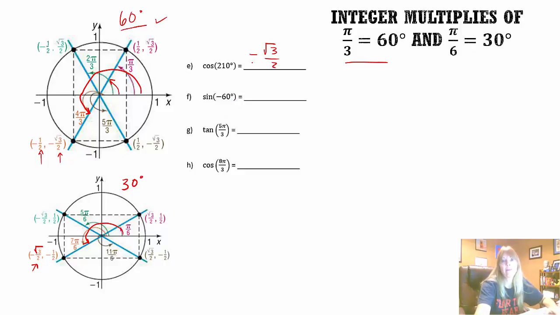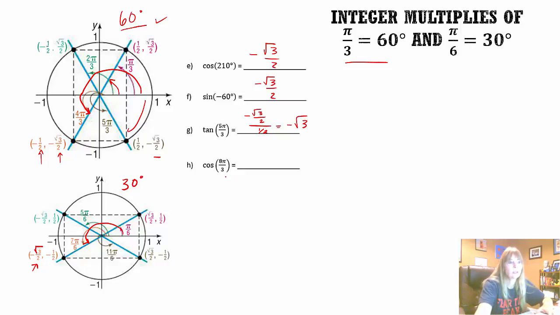All right, negative 60 degrees. I know where the 60 graph is now. Negative, I'm going this way. Sine is my y value, so would be that value. My tangent of 5 pi over 3. Okay, so you can see 5 pi over 3 here. The tangent is going to be my negative y over my x. And so negative square root of 3.